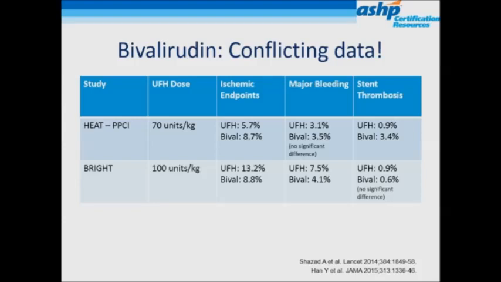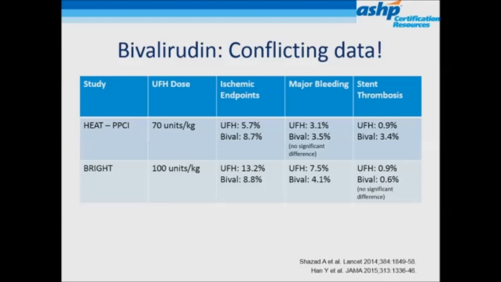In the STEMI population, there's actually a little bit stronger randomized controlled trial evidence that supports bivalirudin over unfractionated heparin, and pathophysiologically, to me, that makes sense. When you think about STEMI, you think about a clot that is more fibrin, thrombin, red cell driven, whereas in NSTEMI, we're thinking about more of a platelet-based thrombosis.